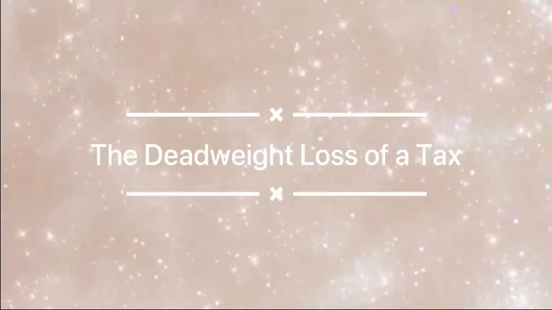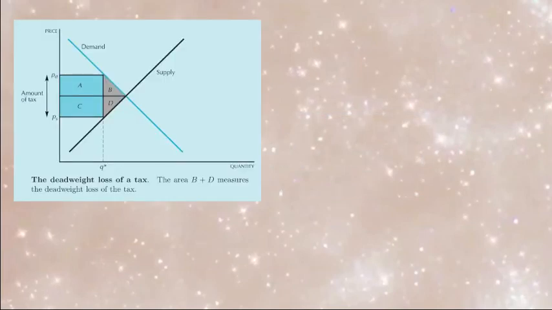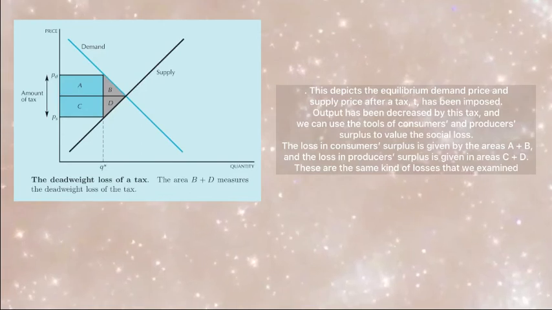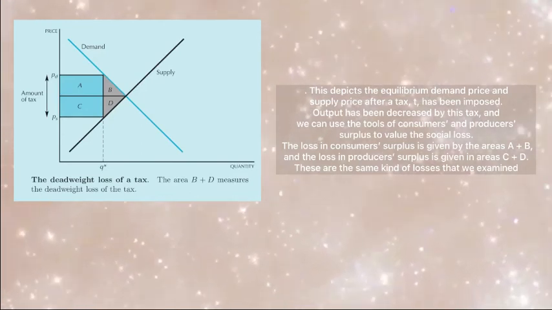And next, the deadweight loss of a tax. Let's see the curve. The area B plus E measures the deadweight loss of the tax. The loss in the consumer surplus is given by the area A plus B, and the loss in producer surplus is given by the area C plus E.